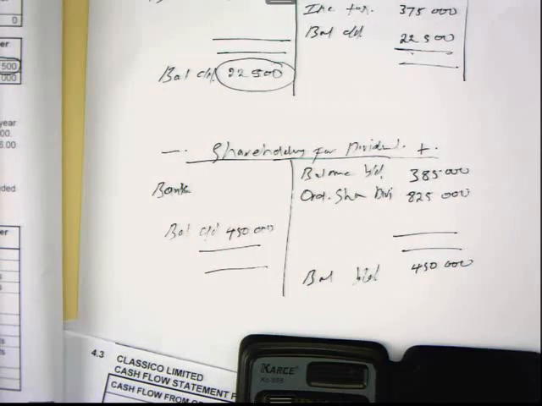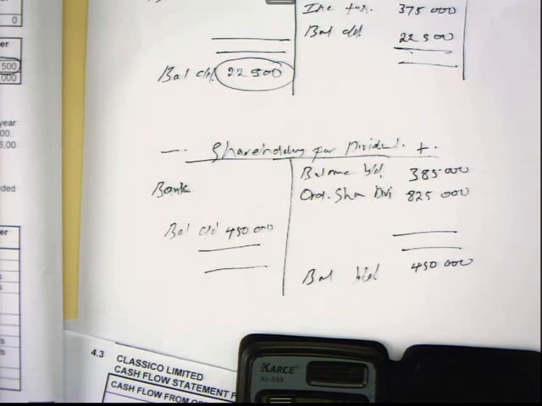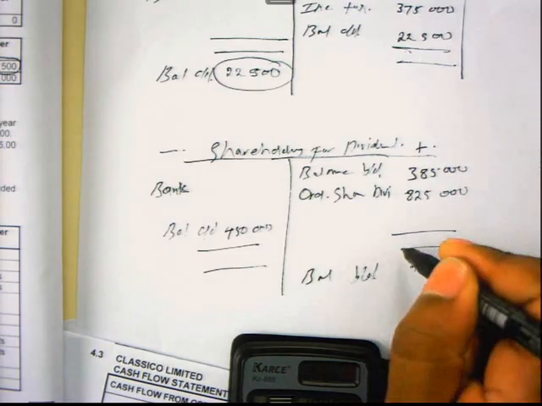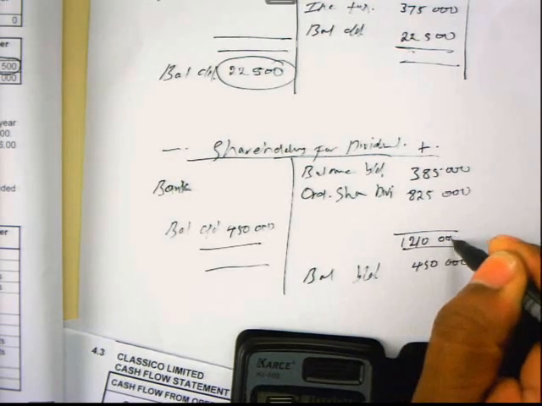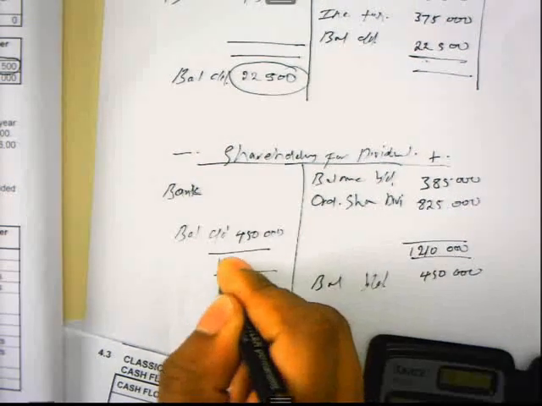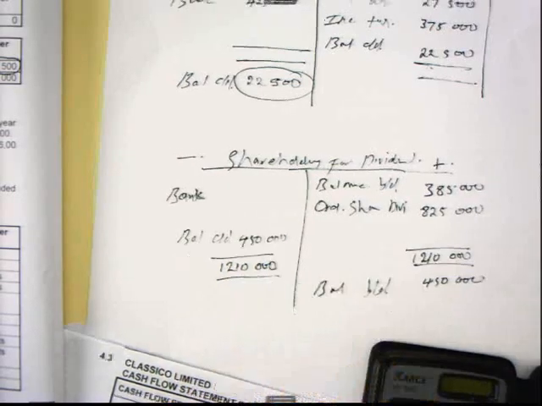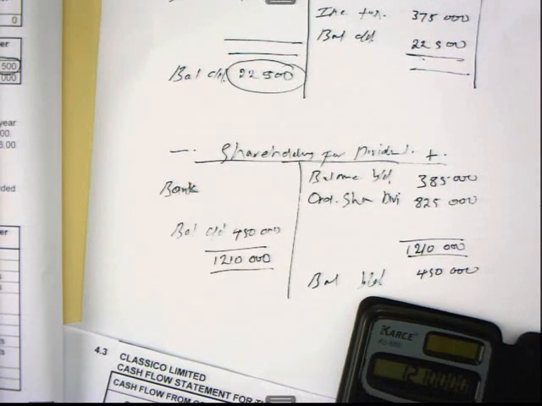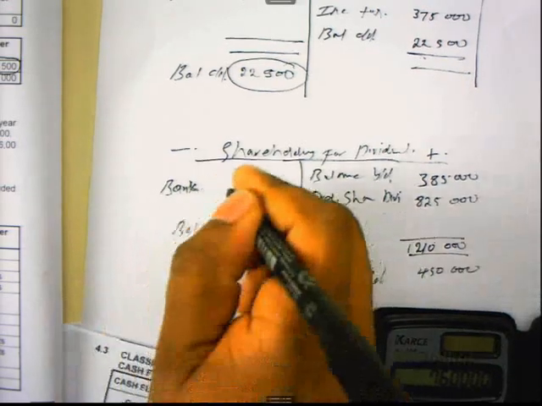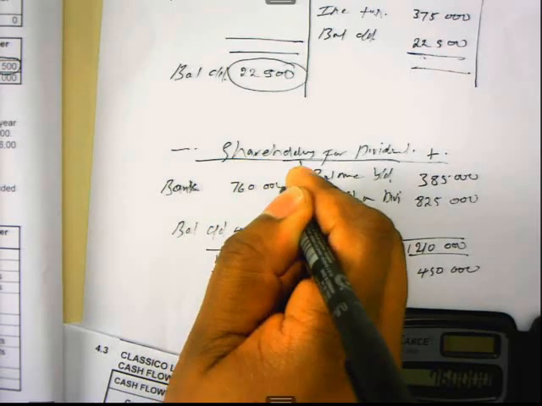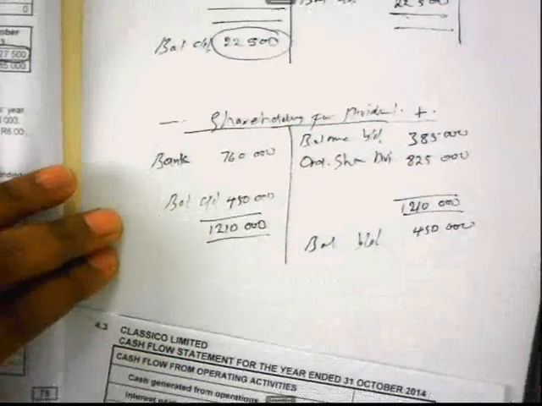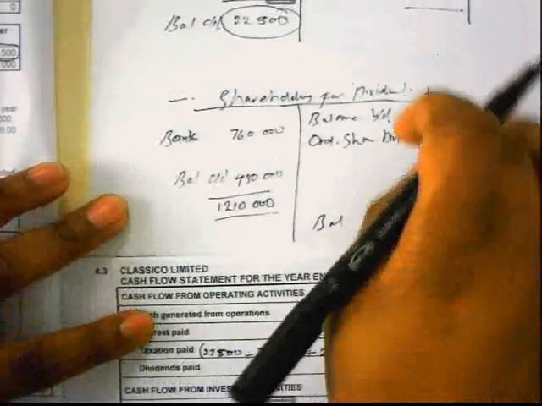As you can see, the credit side is the bigger side. We have 385,000 plus 825,000 is equals to 1,210,000. From that, we subtract the 450,000 that we have not paid. That will be 760,000. Therefore, you will see all the amounts on the credit side.